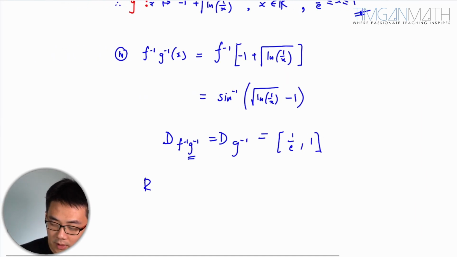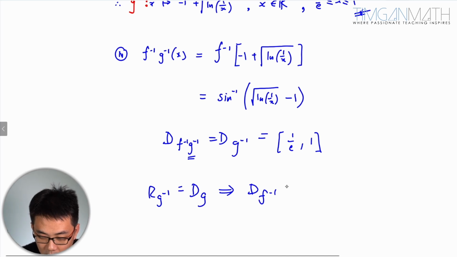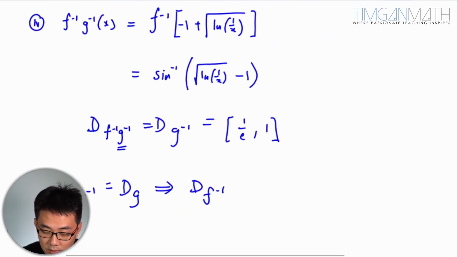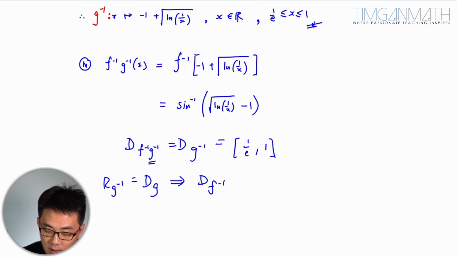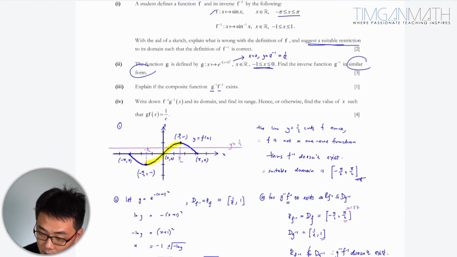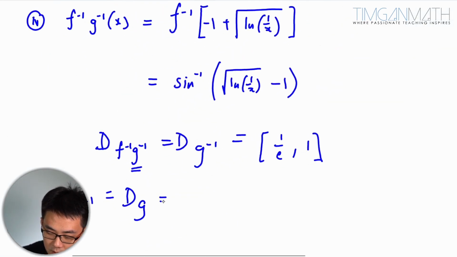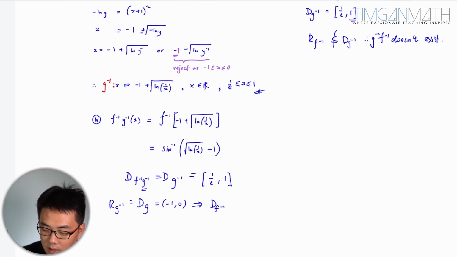To find the range of F inverse, we need to take the range of G inverse, which is actually the domain of G, and put it into the domain of F inverse, which is in turn the range of F. Okay, let's not confuse ourselves. The range of G inverse is actually the domain of G, which was given: negative 1 to 0. So I'm going to fit this into the domain of F inverse.